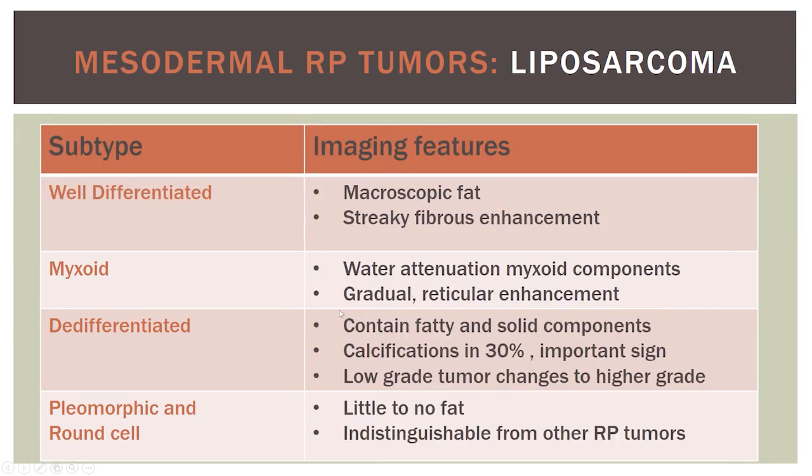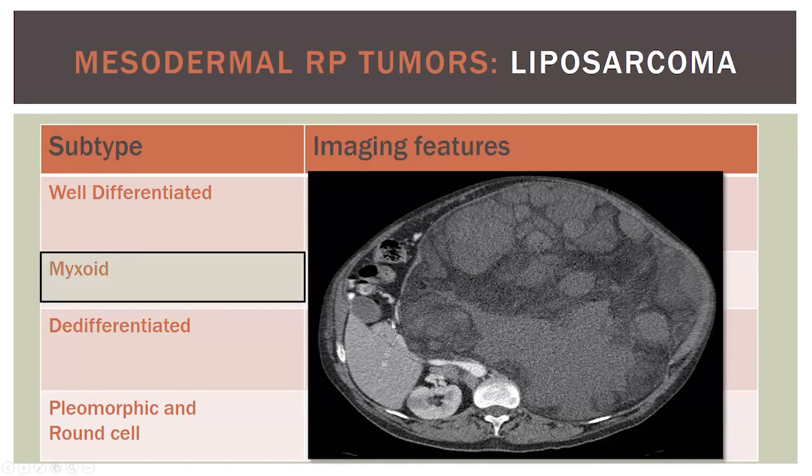Myxoid tumors have water attenuation myxoid components that gradually fill with contrast. As we see in this case, we have fatty components as well as multiple foci of water attenuation component. They're cystic, they measure water attenuation, they look cystic, but they're pseudocystic. On the delayed images, they gradually fill with contrast.